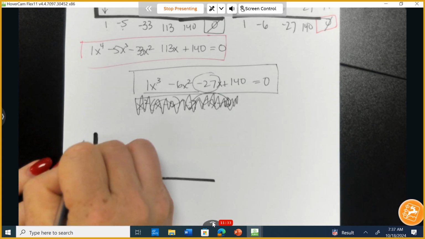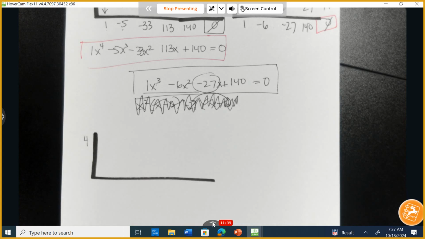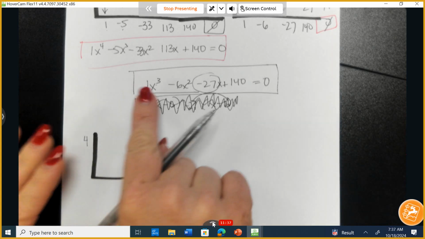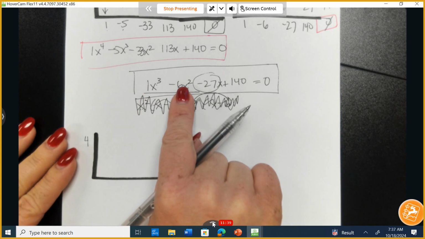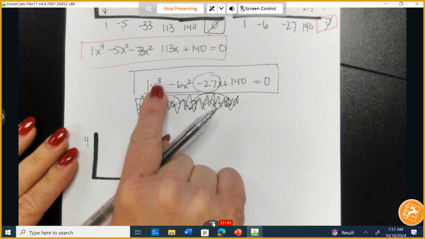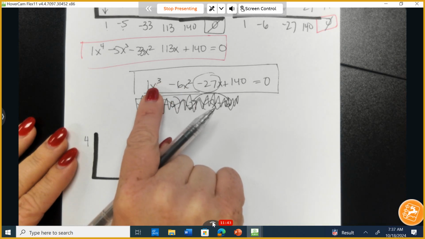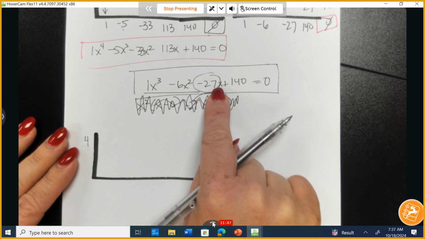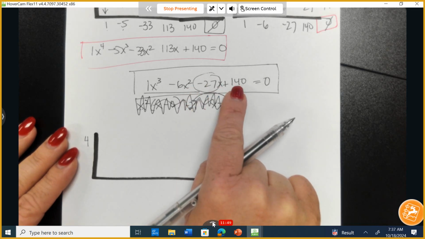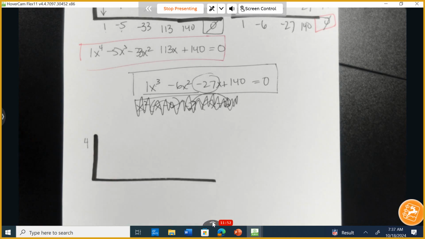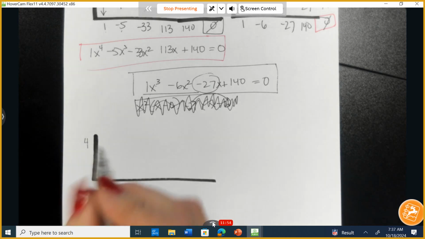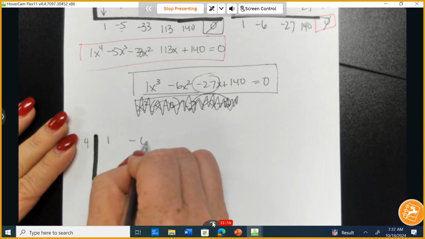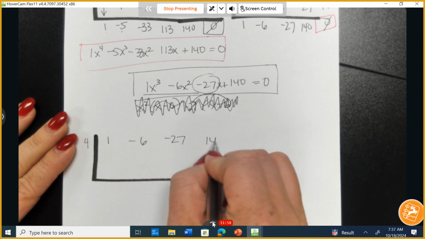So I'm taking this, and now I'm going to show you where you can start to save yourself a little bit of time. Once you've identified that everything is here, what that means is this is degree 3. So I have a place value for x to the third, a place value for x squared, a place value for x to the first, and a place value for x to 0. When that's done, you don't have to write x cubed, x squared, x behind it. We can simply write 1, -6, -27, and 140.